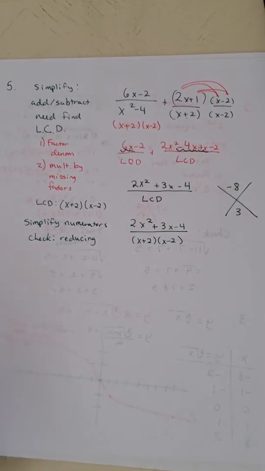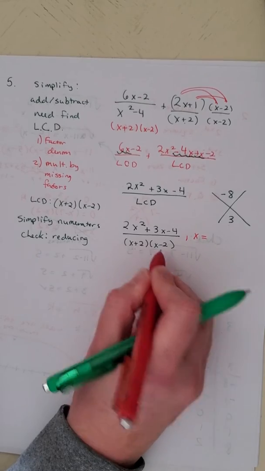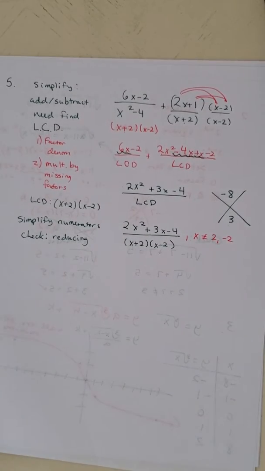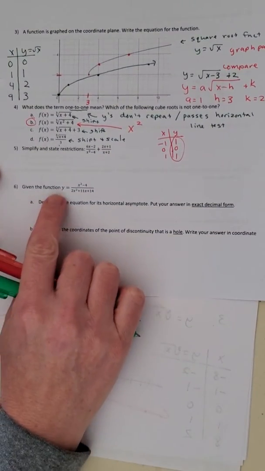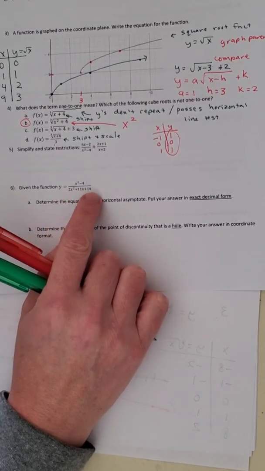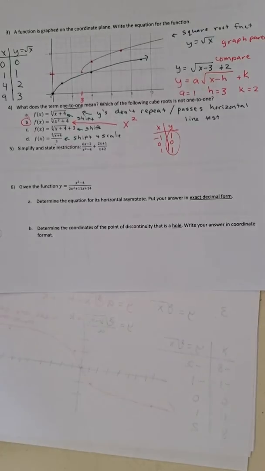It does say to state restrictions. Our restrictions are x cannot equal negative 2, x cannot equal positive 2. Number 6, given the function y equals x squared minus 4 over 2x squared plus 11x plus 14. A, determine the horizontal asymptote of the graph.